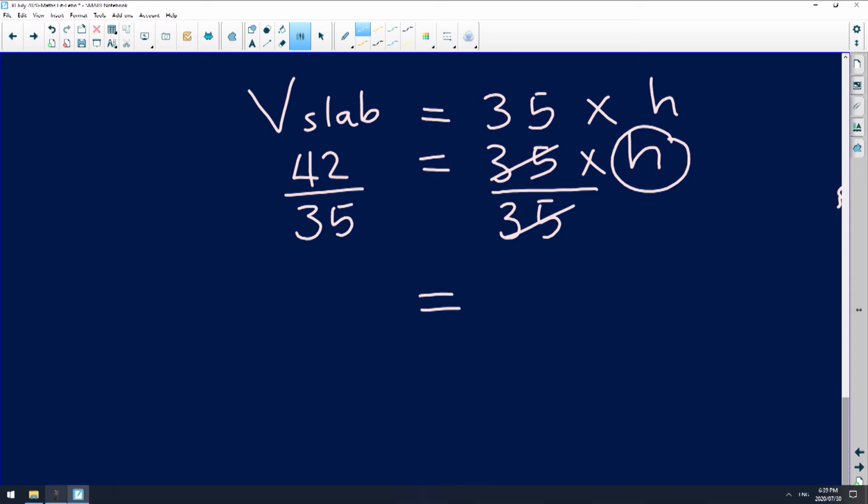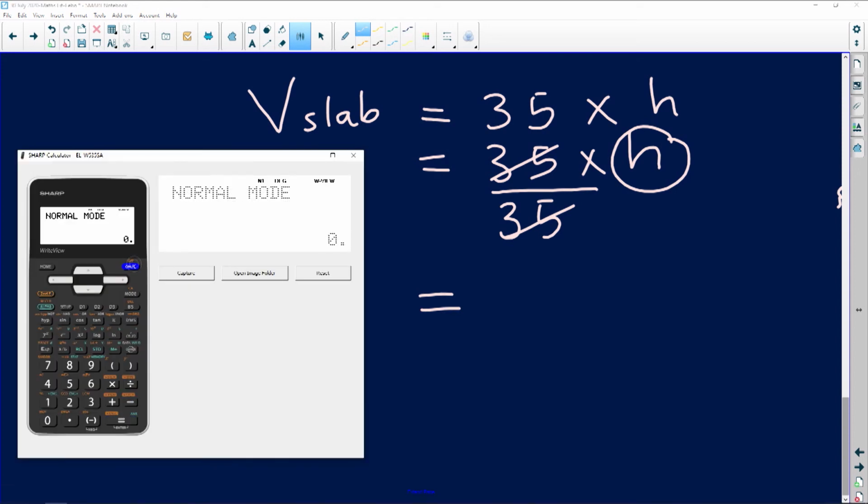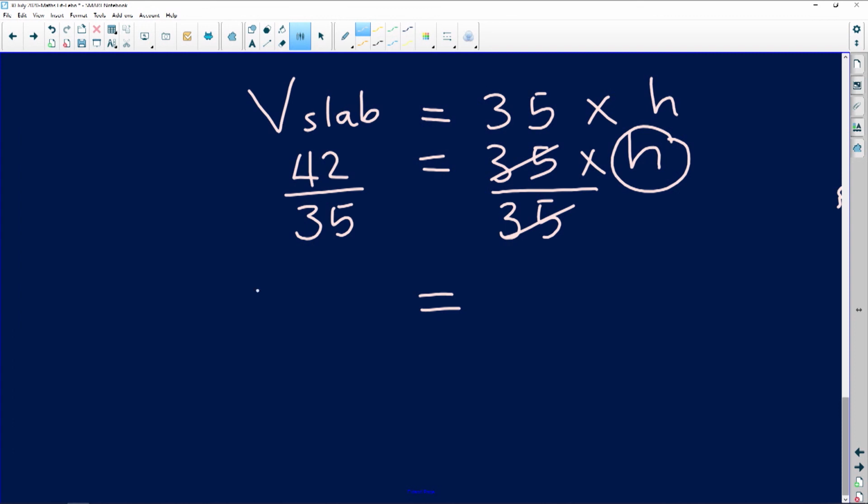So please be super careful. I say that 42 divided by 35 gives me, whenever I have a fraction for an answer, which is 1 1/5, I just press my change button. It will give me another fraction, and if I press change again, it will give me 1.2. So it's super important for you to know how to use your calculator as well. So I have 1.2, and on this side I'm left with the height. But what is the unit of measurement given throughout here? It's in centimeters. So my height or my thickness is 1.2 centimeters.